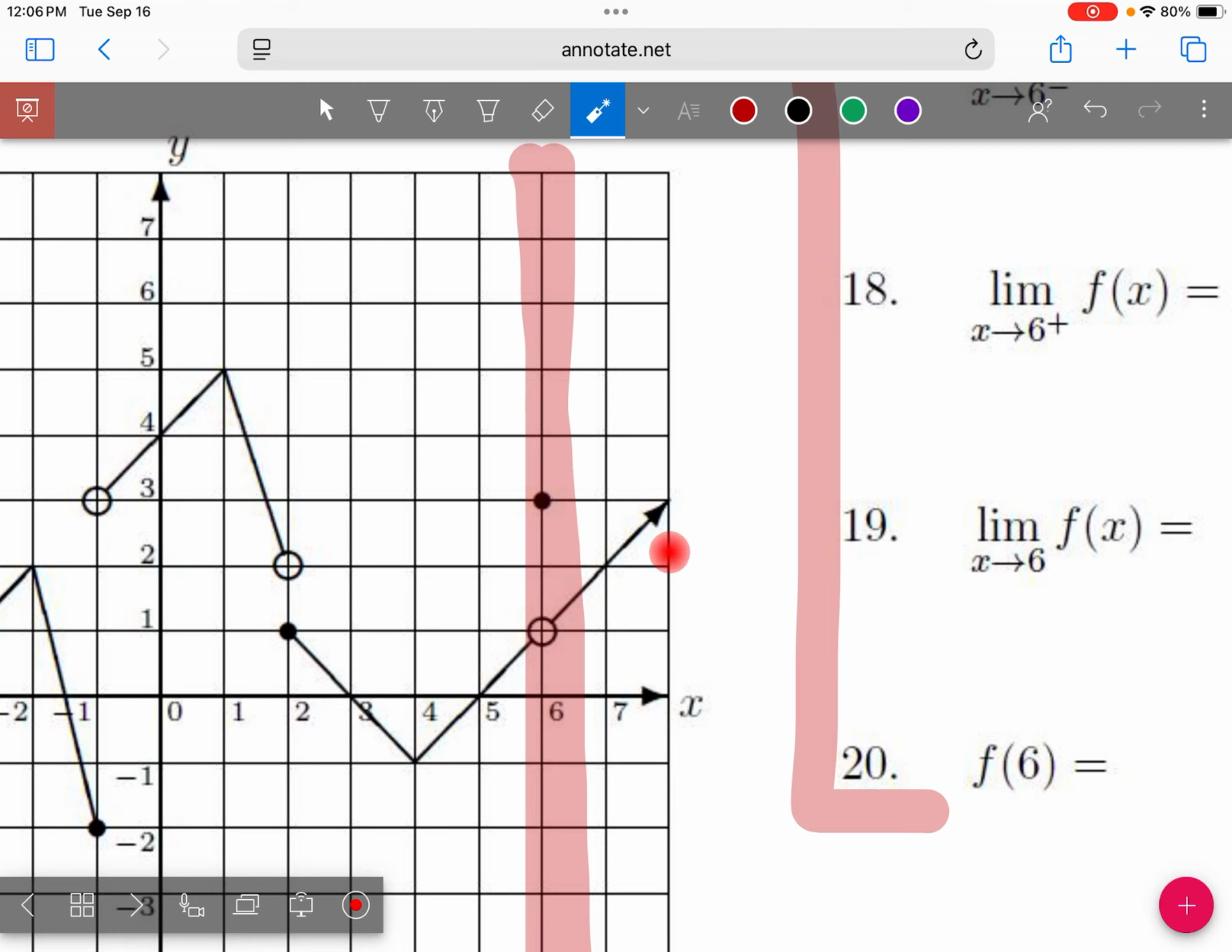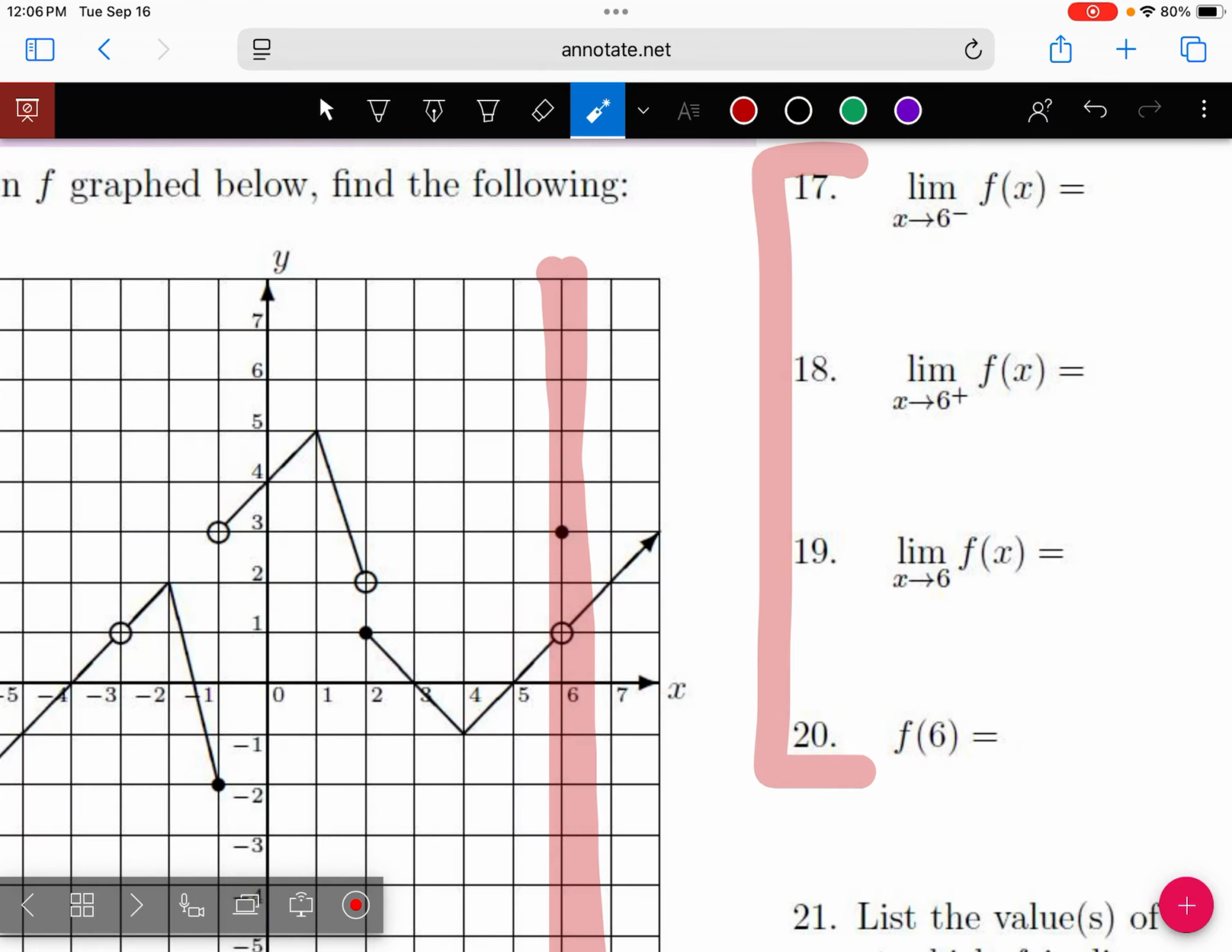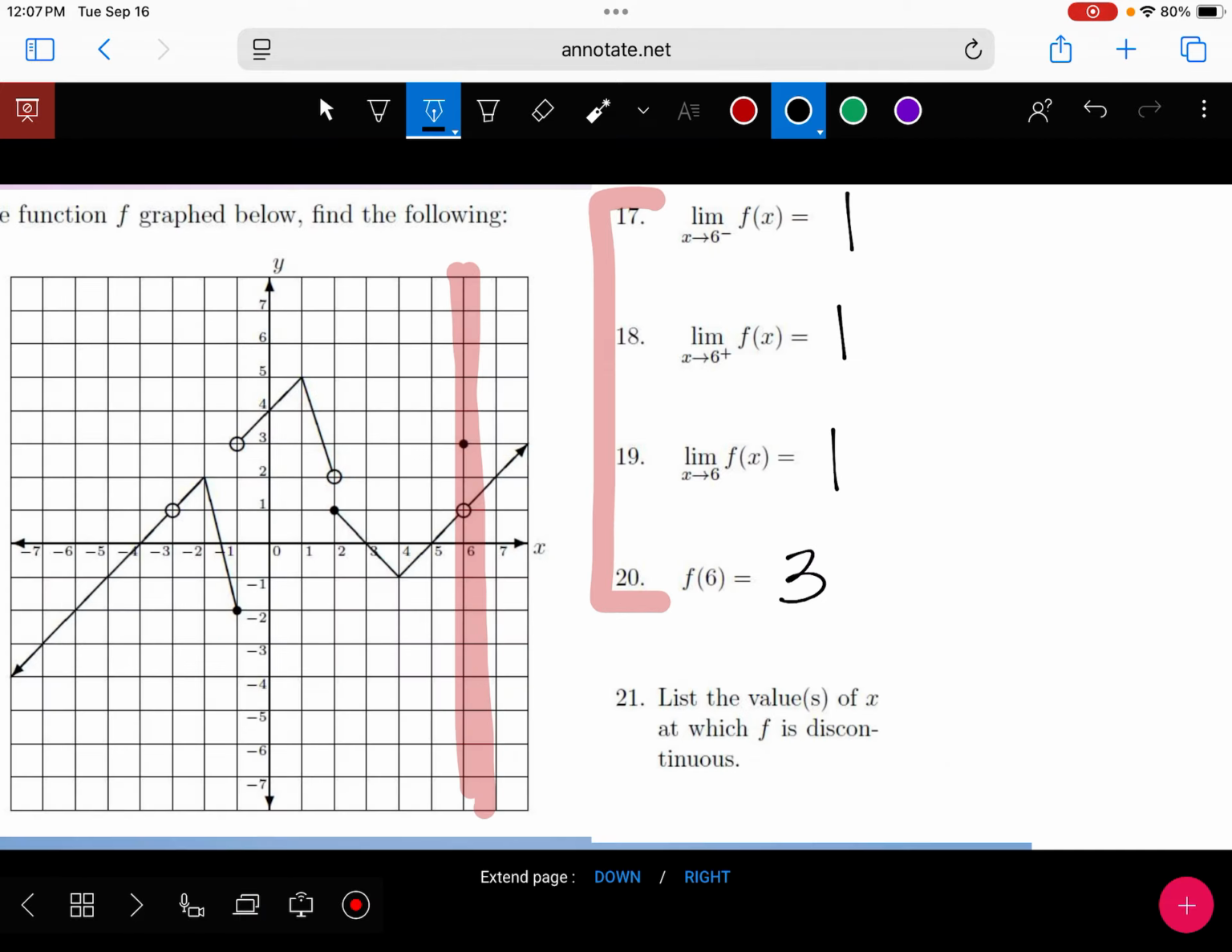Removables have a limit. Okay, because the graph is approaching from the left and right, it's approaching the same point, which is 1. So 17, 18, and 19 should all be 1. But number 20, what's the answer to 20? 3. All right, so I'm going to give you the grading scale.